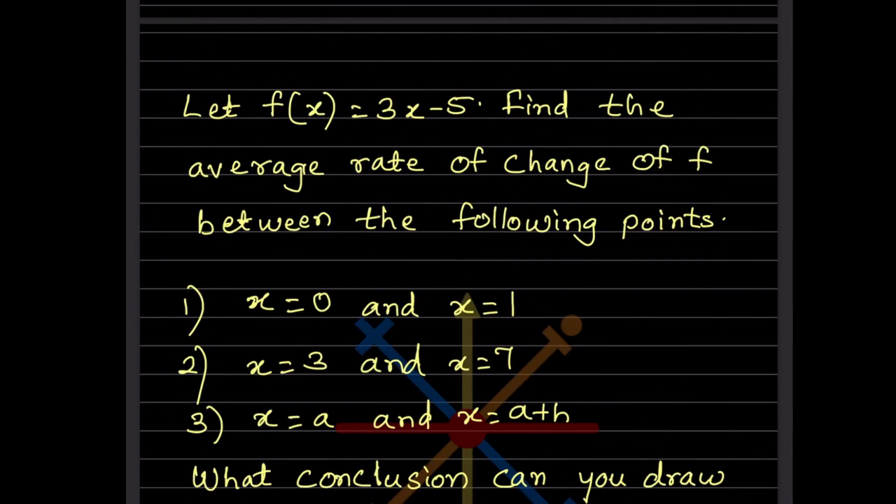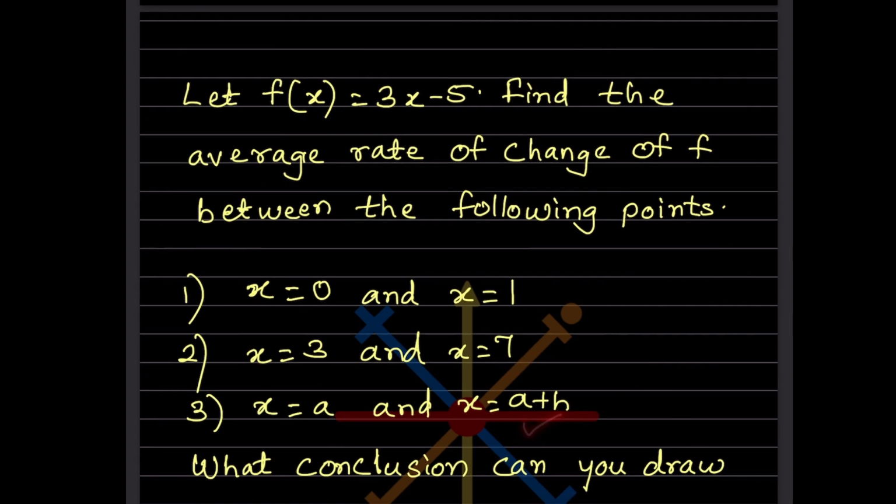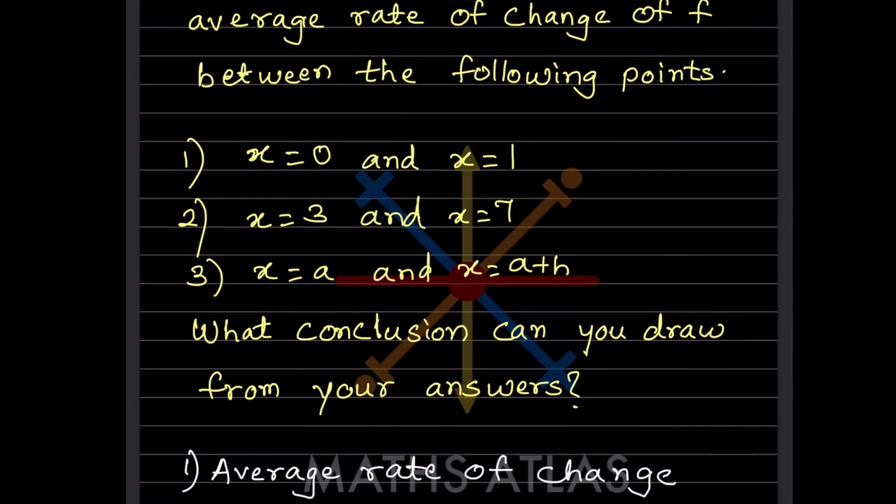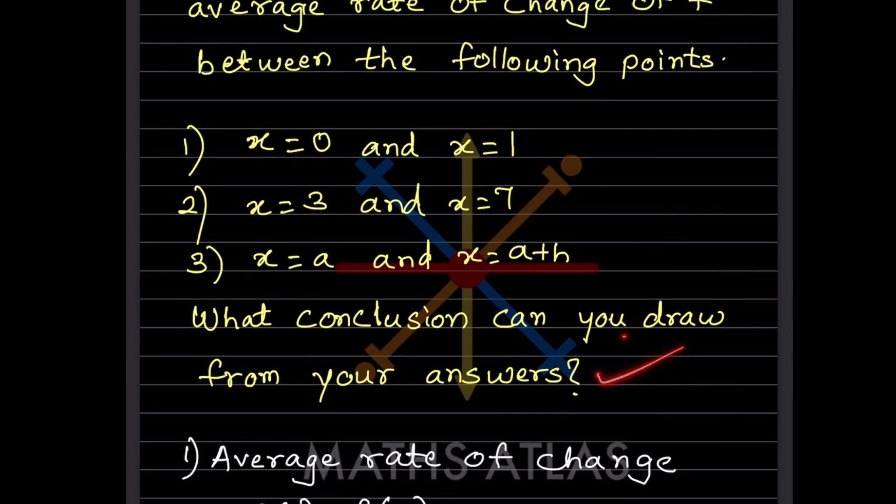Now let us see the next question here, that f(x) is 3x minus 5. Find the average rate of change of f between the following points. So these are the points given. First one, x is 0 and x is 1, x is 3 and x is 7, x is a and x is a plus h. So what did they say? What conclusion can you draw from your answers?